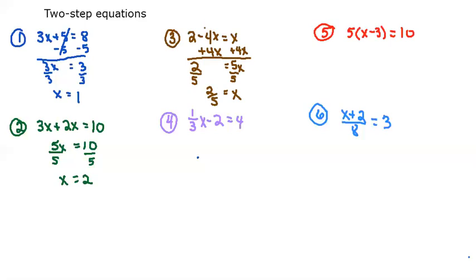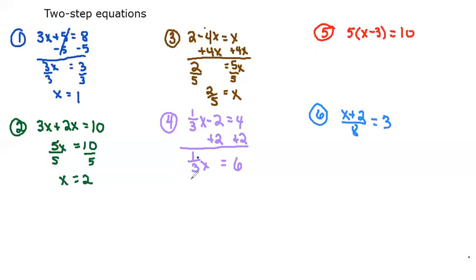Okay, looking at number 4, now this time we have a fraction in front of this x, so we're going to leave that alone and we're going to focus on this negative 2 here. I want to move that to the right, so I will add 2. Since it's already negative, we will make it positive. So now I have 1/3 x is equal to 6. Okay, I can divide by 1/3. Okay, that's fine. Or I can multiply by 3/1.